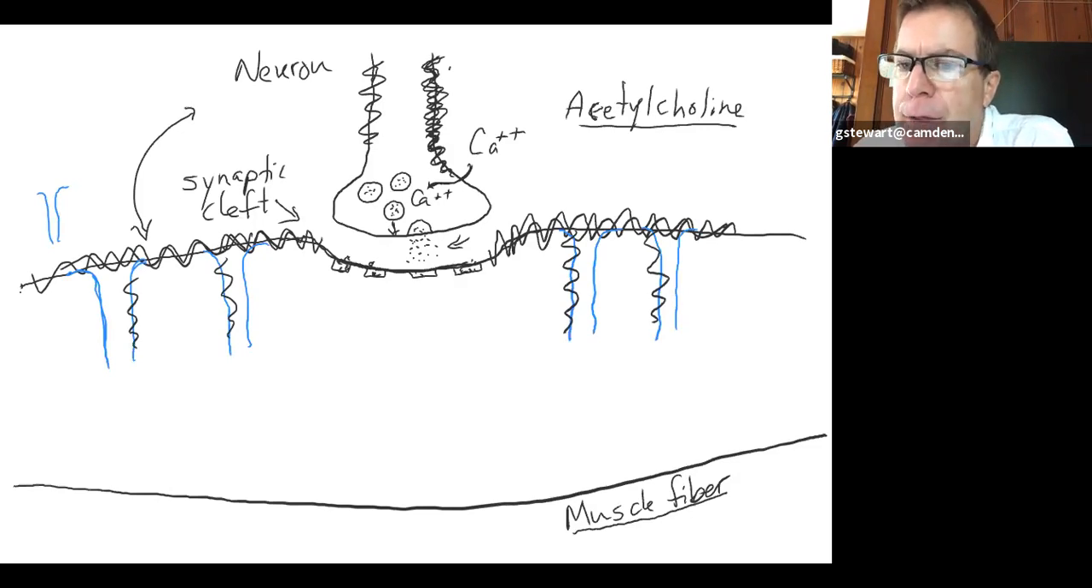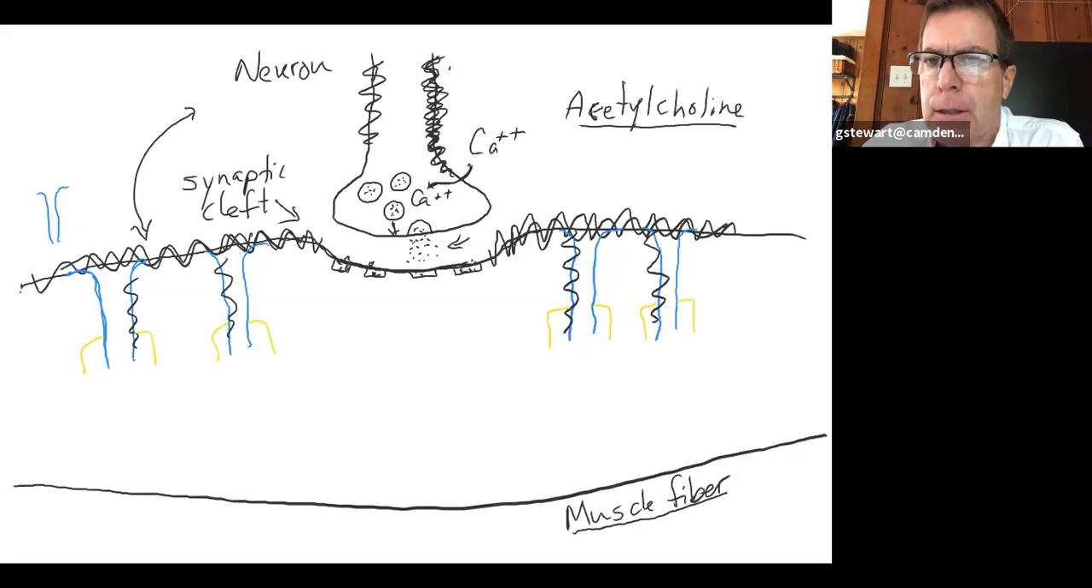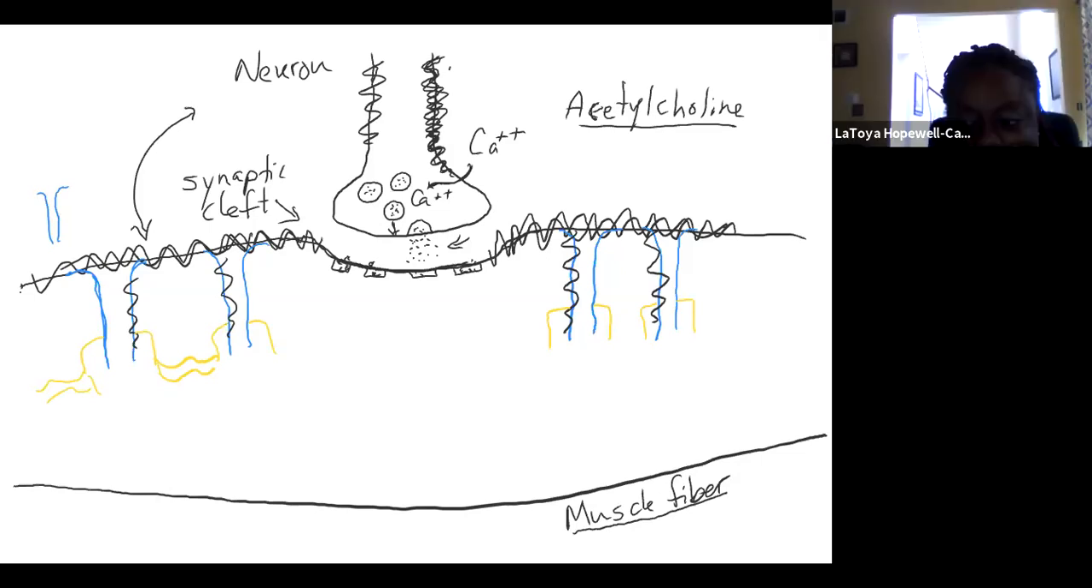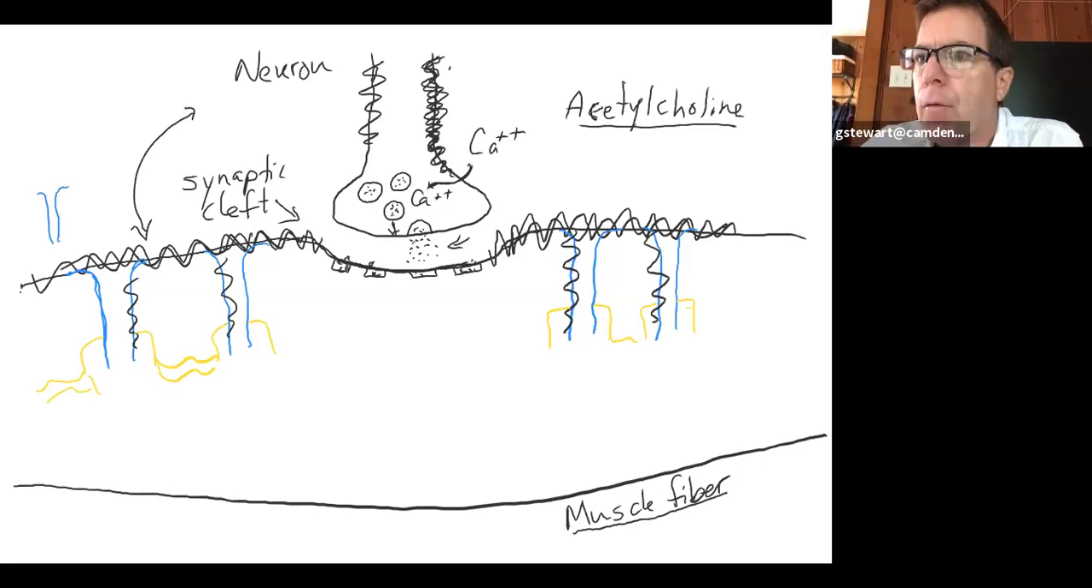Associated at the end of a T tubule, associated with each T tubule, are sacs of the sarcoplasmic reticulum. Okay. So these yellow things that I'm drawing, they have a fancy name, but they're just storage sacs for calcium ion. And they're connected to each other like so. So I'll write out what I'm drawing in yellow here.